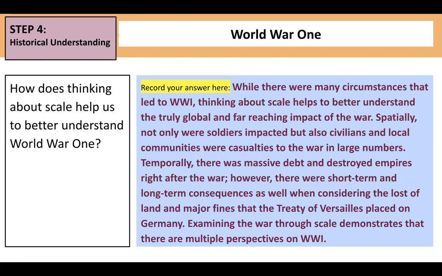Spatially, and this goes back to our chart, not only were soldiers impacted, but also civilians and local communities were casualties to the war in large numbers, referring to our sources and our statistics and our documents. Temporally, there was massive debt and destroyed empires right after the war. However, there were short-term and long-term consequences as well when considering the loss of land and major fines that the Treaty of Versailles placed on Germany. And this refers to what we talked about when we were talking about temporal scale. And then I wrap it all up together again.